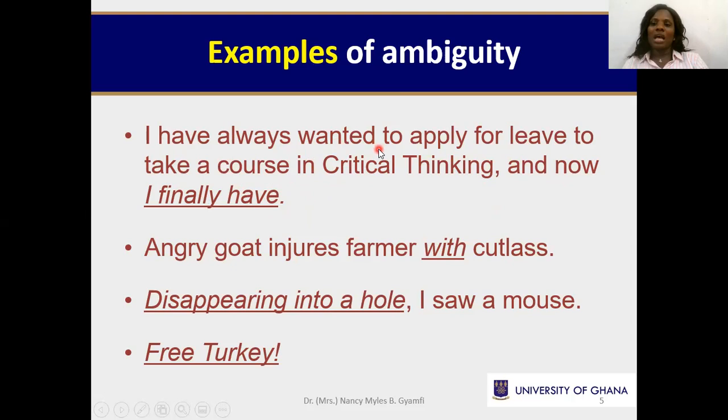And therefore, if I asked you to disambiguate this expression, it would tell me this expression could mean I have always wanted to apply for leave to take a course in critical thinking, and now I finally have applied for the leave. That's one meaning, full stop. Then you do the other one, and then it is clear to us that there is no longer an ambiguity. So when you are asked to disambiguate, you are just being asked to detach or separate or clearly create those two expressions that we would have had if we took away the ambiguous phrase. What phrase or what word is accountable for the ambiguity? In this, our example, the phrase is what? And now I finally have. The question is, I finally have done what?